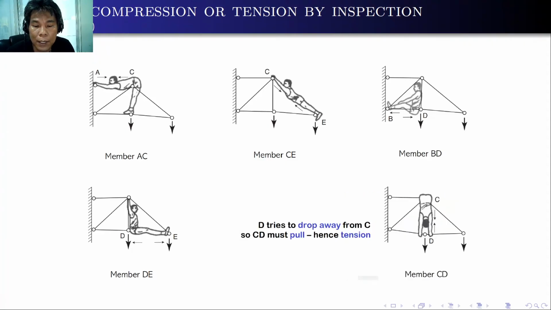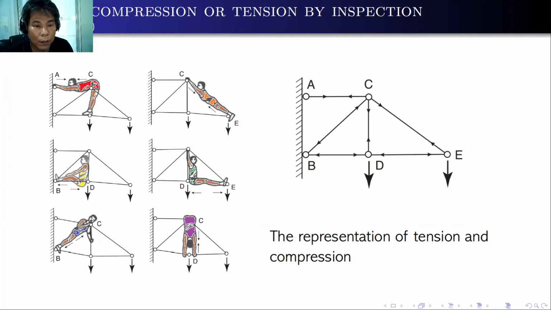And the last member: D tries to drop away from C. So CD must pull, that is, it is in tension. As a summary, here is the representation of the members in tension and compression. Member AC is in tension. Member CE is in tension. And member CD is in tension. The rest, CB, DB, and DE, are in compression.